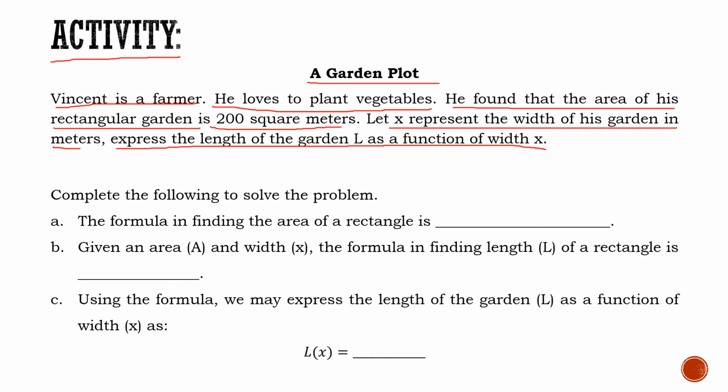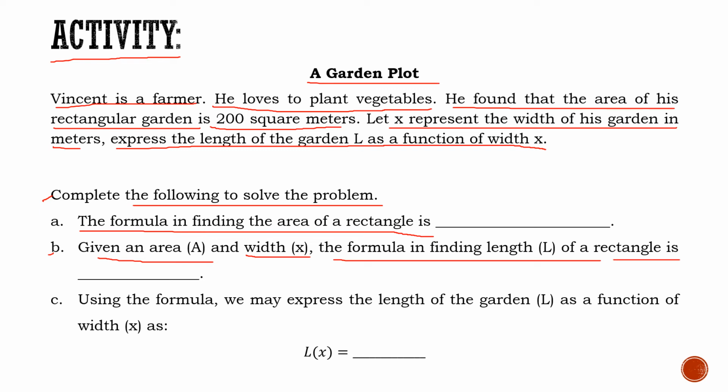So you're looking for a value of length in terms of x, or in terms of your width. So simply, this is a function that will represent your length in terms of your width. We're asked to complete the following to solve the problem. First, the formula in finding the area of a rectangle is, you need to go back to the concept of area in your geometry. Then for letter B, given an area of A and width of x, the formula in finding the length L of a rectangle is what? So that will be your second task now. What will be the formula of an area and width of x, and the formula in finding the length of a rectangle?